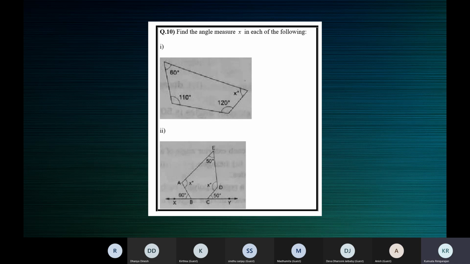So there are 4 interior angles, 60, 110, 120 and x. So 60 plus 110 plus 120 plus x is equal to 360. The sum of all the 4 interior angles will be equal to 360 degrees. Okay, so working that you can find x. Tell me the 5th one, children.